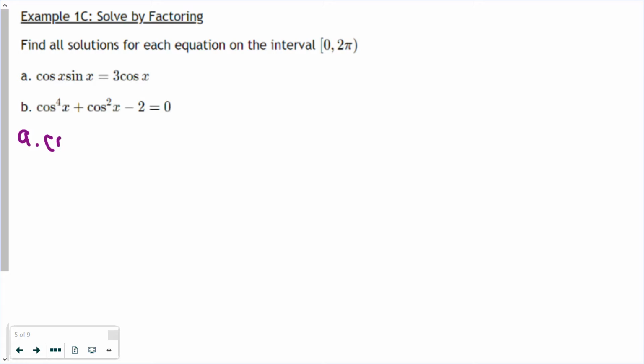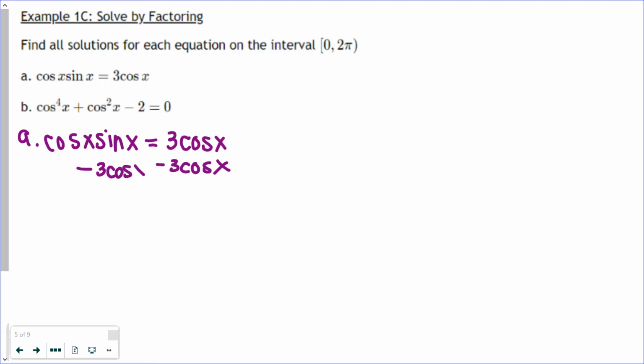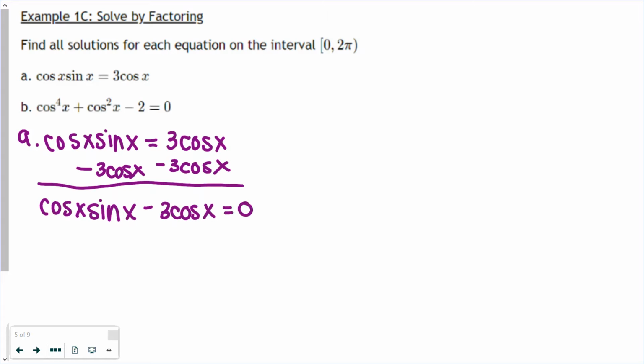A, cosine x sine x equals 3 cosine x. So in order for factoring to work, we have to have it equal to 0. So I am going to move this 3 cosine x to the other side. Once I move 3 cosine x to the other side, we'll have cosine x sine x minus 3 cosine x equals 0.